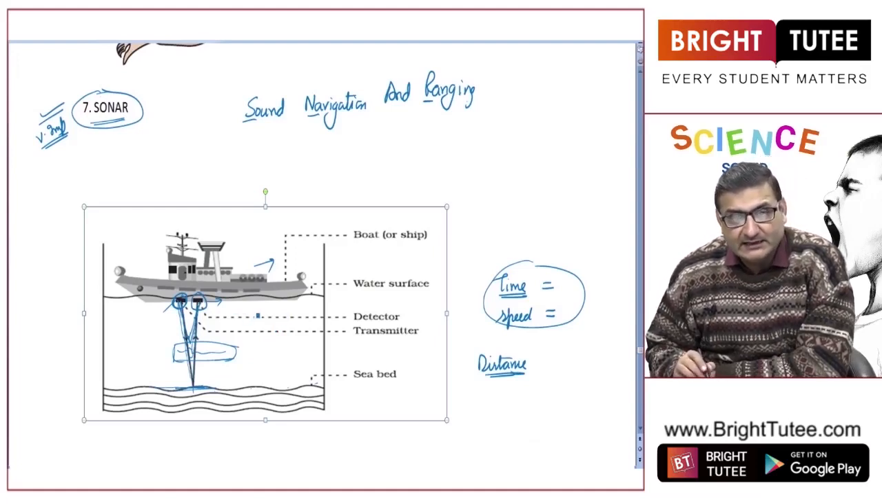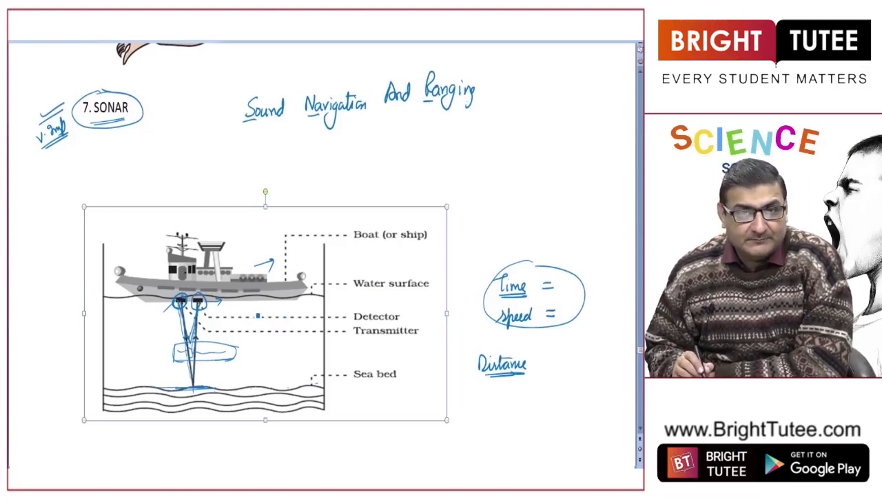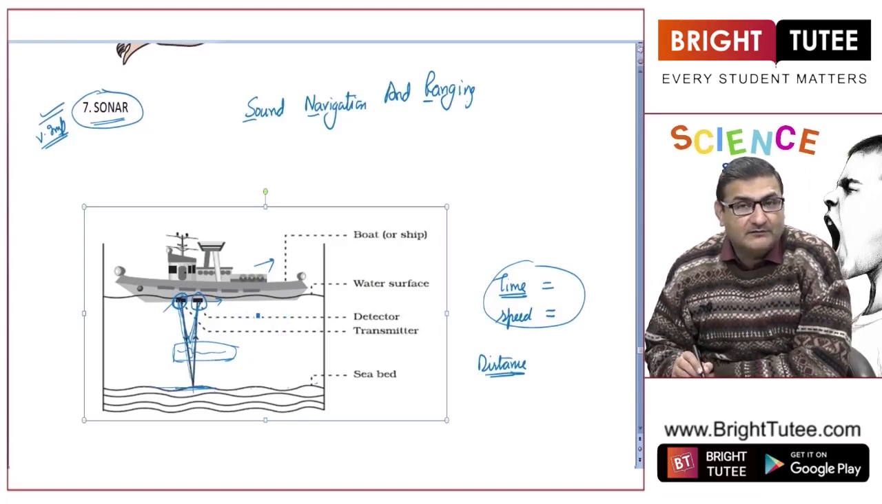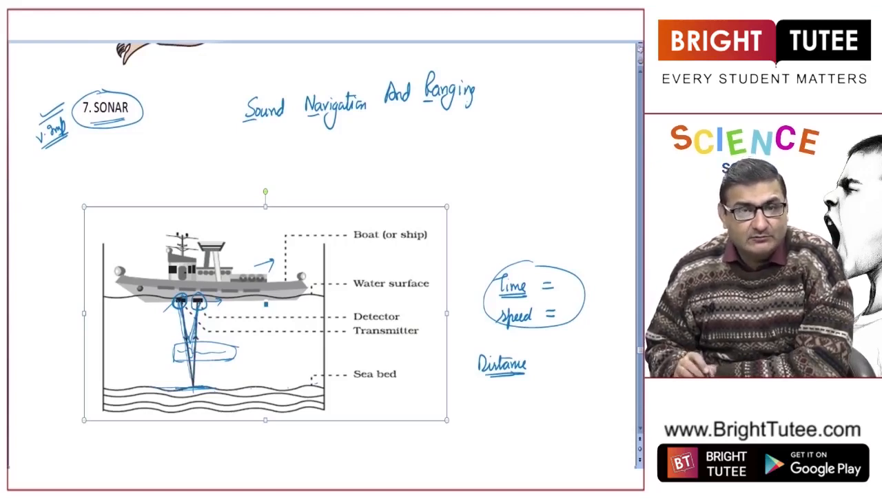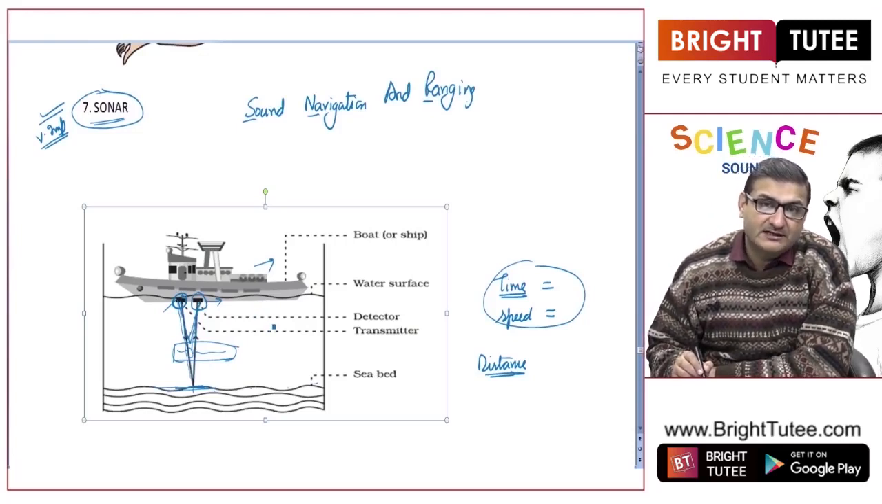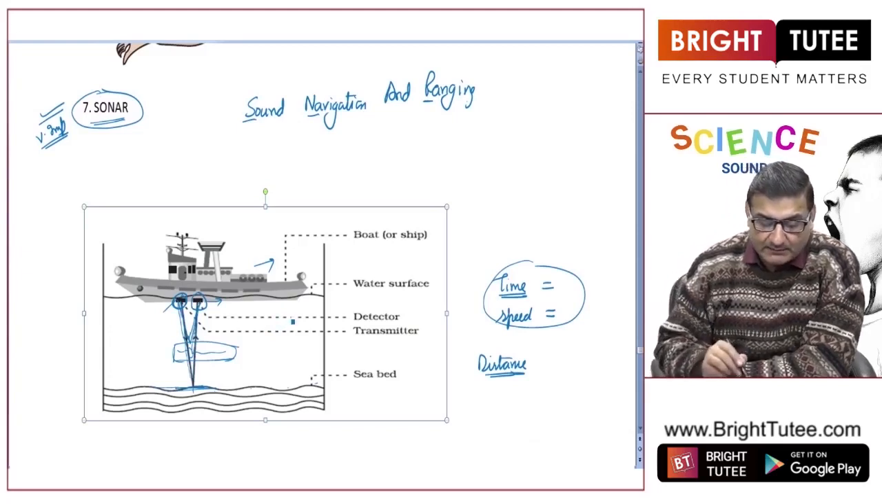By this technique the ships can be found, plus the big shoal of fish, right. The people who catch fish use this technique of sonar to locate the big shoal of fish where they can find more fish. Got it? So, this is about sonar.